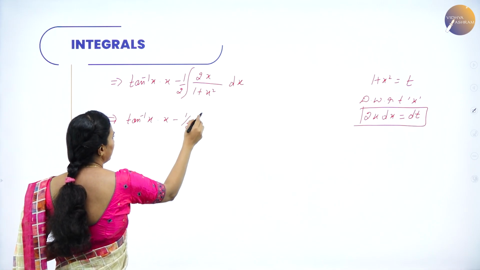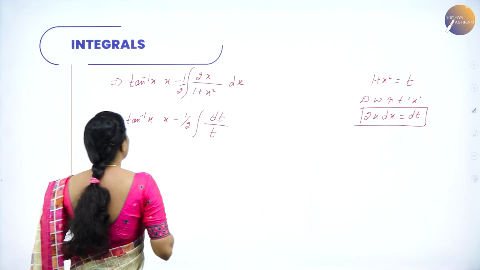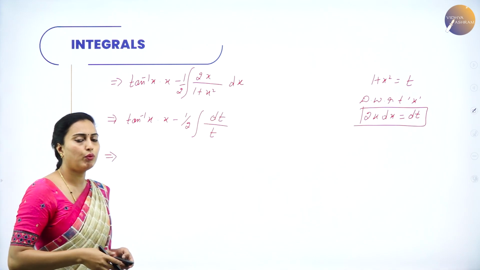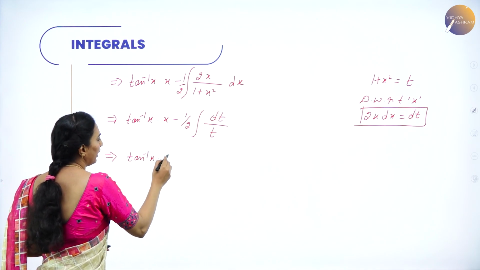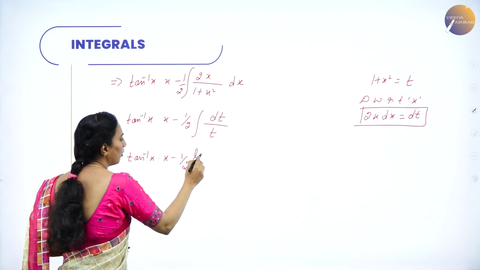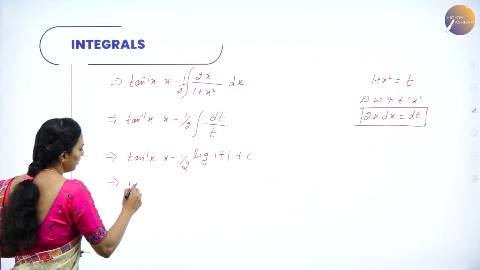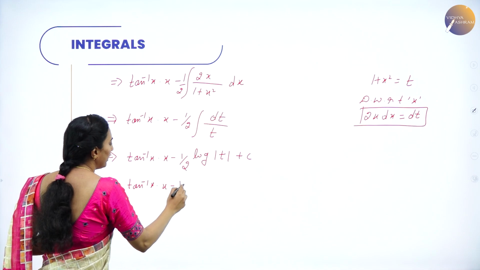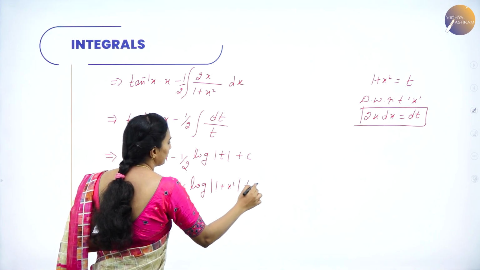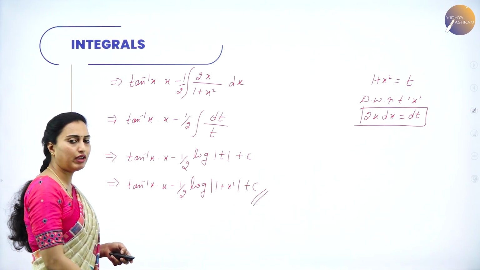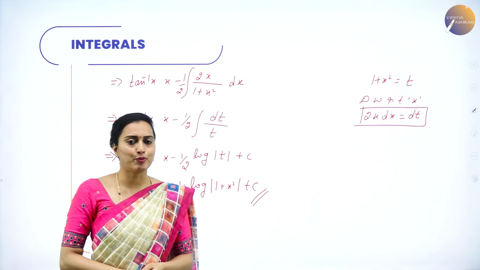So 2x into dx is equal to dt, which means you can substitute there, which implies tan inverse x into x minus 1 by 2 into integral of dt divided by 1 plus x squared, which is nothing but t. Now, you know integral of 1 by t is nothing but what? Log of modulus of t. So, therefore, tan inverse of x into x minus 1 by 2 into log of modulus of t plus c. Now, substituting back t, you are getting tan inverse of x into x minus 1 by 2 into log of modulus of 1 plus x squared plus c. And this is your final answer for the integral of tan inverse of x. I hope you understood this one. We'll be moving on to the next problem, dear.